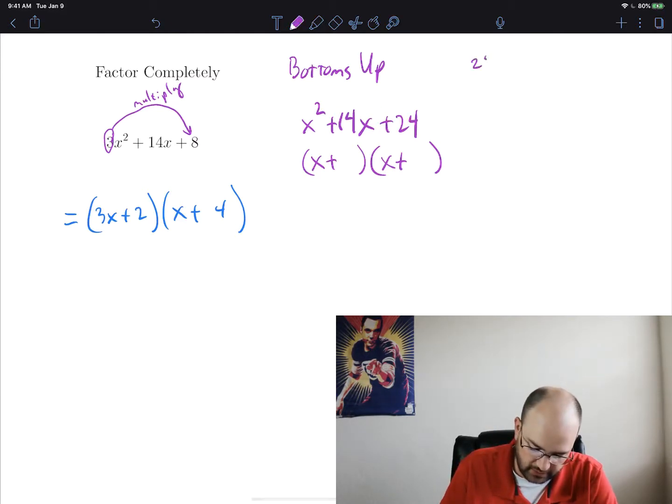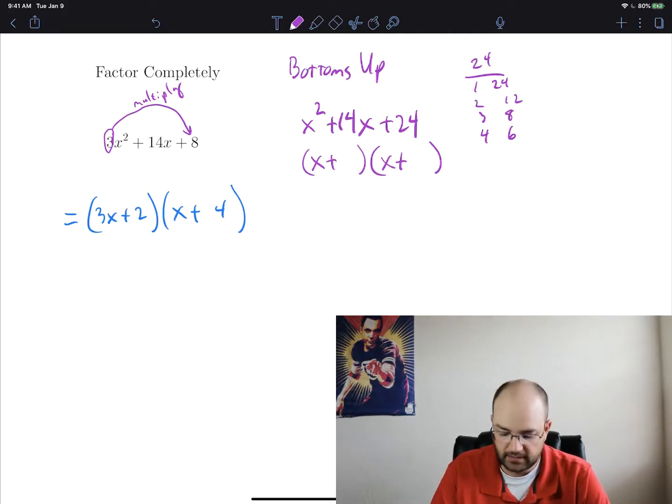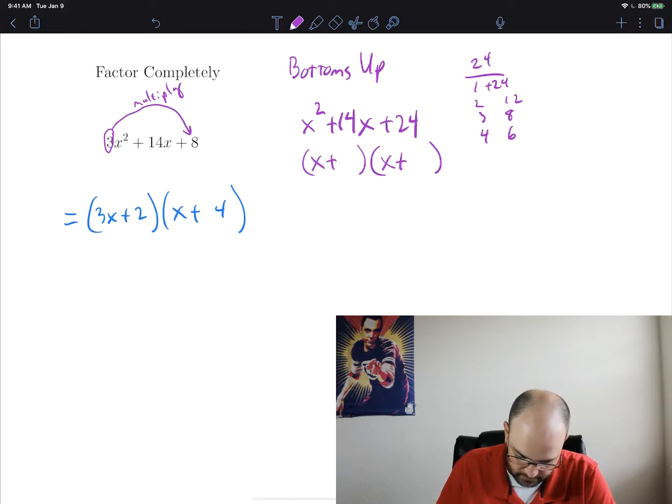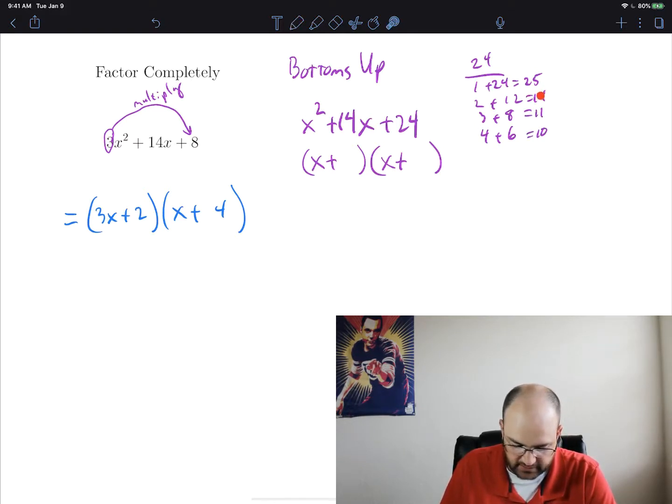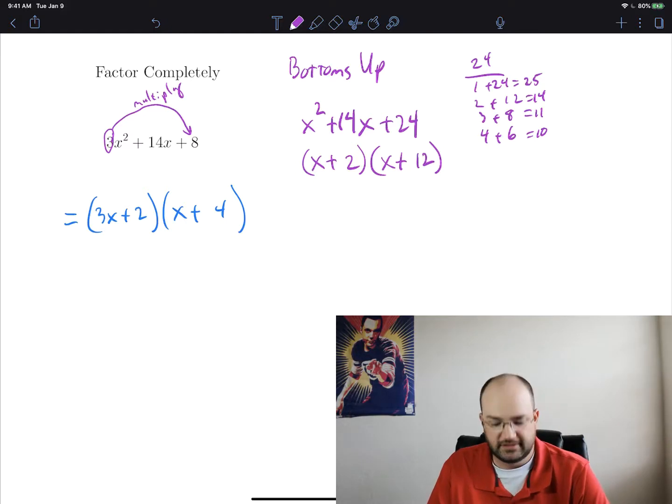And remember, if you need to, go ahead and write down all of the factors of 24. 1 and 24, 2 and 12, 3 and 8, and 4 and 6. Whenever you add these together, that gives you 25, 14, 11, and 10. And notice that the number that we want here is 14. So that's going to give us 2 and 12. Excellent.